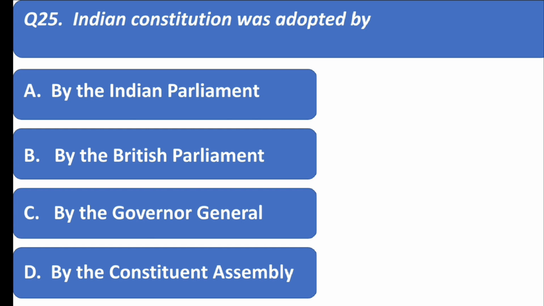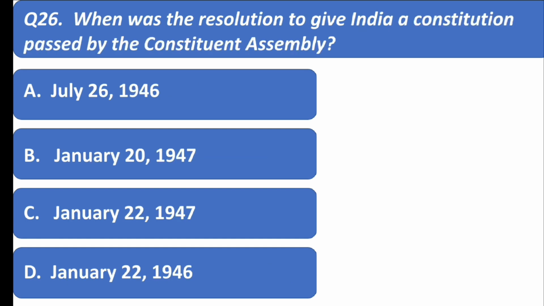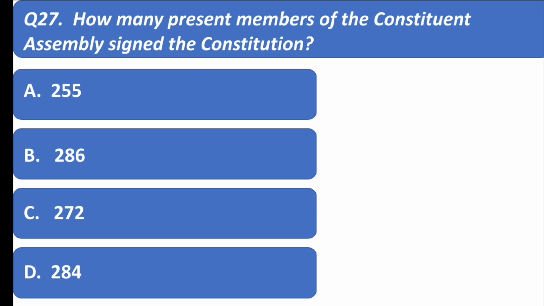Indian Constitution was adopted by? Answer is option D. By the Constituent Assembly. When was the resolution to give India a constitution passed by the Constituent Assembly? Answer is January 22, 1947. How many present members of the Constituent Assembly signed the Constitution? Answer is option D. 284.